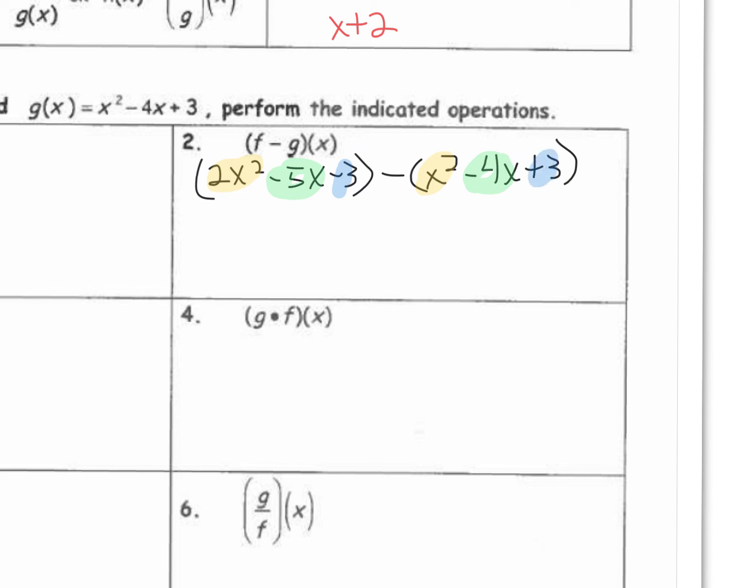All right, when we work that out, 2x squared minus x squared is just 1x squared. And then negative 5x minus negative 4x. Remember, minus negative becomes plus. So that's negative 5x plus 4x, which is minus x. And then finally, we have negative 3 minus positive 3, or negative 3 minus 3, which is minus 6. And that's what that one would be.